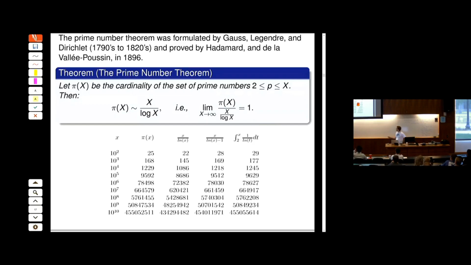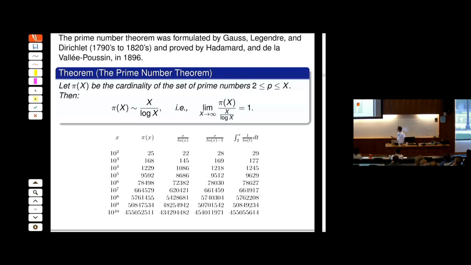Okay, so here's a table, as I said, of the approximations of pi of x. Here's pi of x up to 10 to the 10, the exact count of prime numbers. That's how much x over ln x gives you. x over (ln x minus 1) is Legendre's format for the prime number theorem. And that is another format for the prime number theorem: what's called the logarithmic integral, which is sort of Dirichlet's form for the prime number theorem.